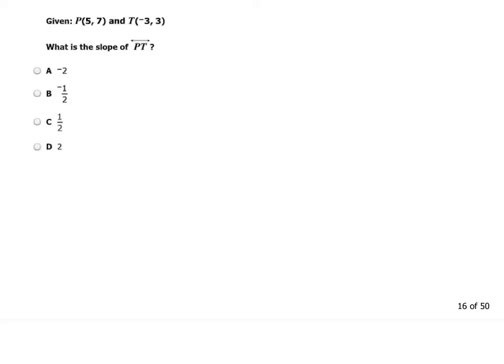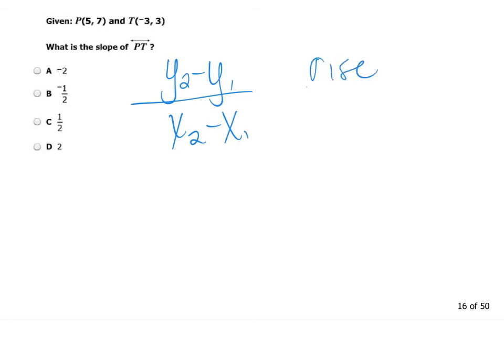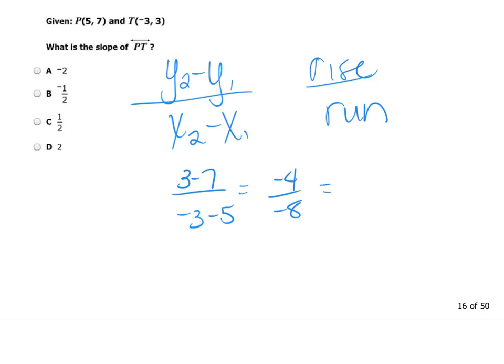This problem is slope. So with slope, we want to do y2 minus y1 over x2 minus x1, or rise over run. Put it in the formula and let's see what we get. So we get -4 over -8. A negative over negative is a positive, so that's 4 over 8. And once we simplify this, we get 1 over 2. So the slope is 1/2.